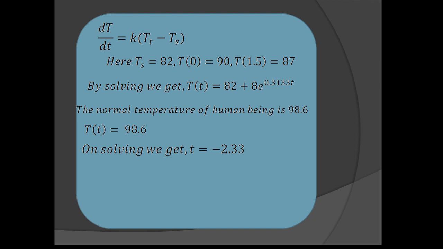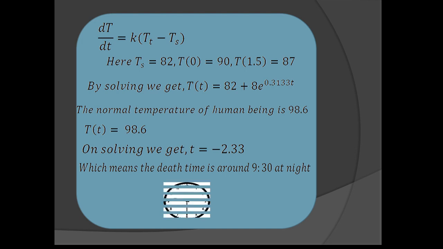So t is equal to minus 2.33, which means in the initial collection of the data, we have considered 12 a.m. as 0 and 1:30 a.m. as 1.5. So using the same logic for this value, we are going to get the death time is around 9:30 at night, which means we need to consider 2.5 hours backwards from 12 a.m. So clearly the time we have calculated, the death time of the person, is 9:30 at night.